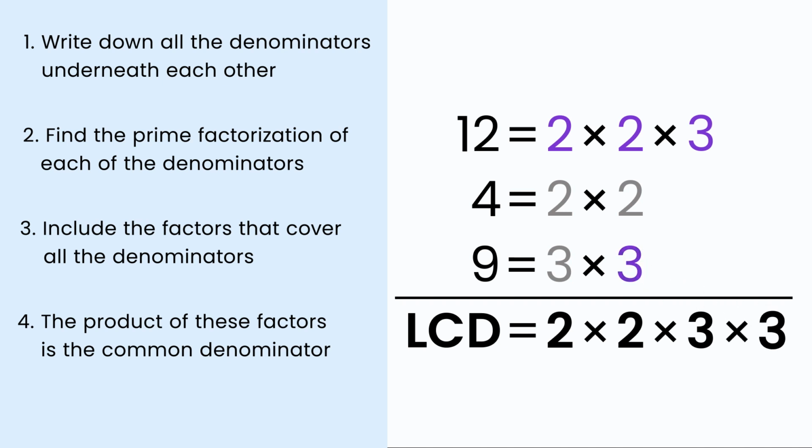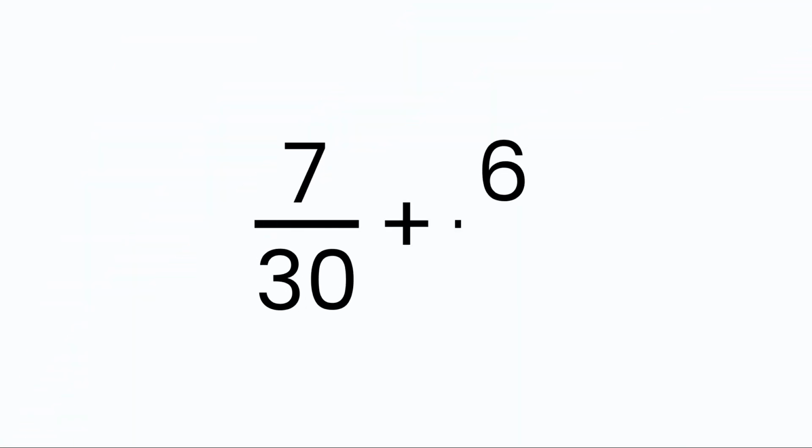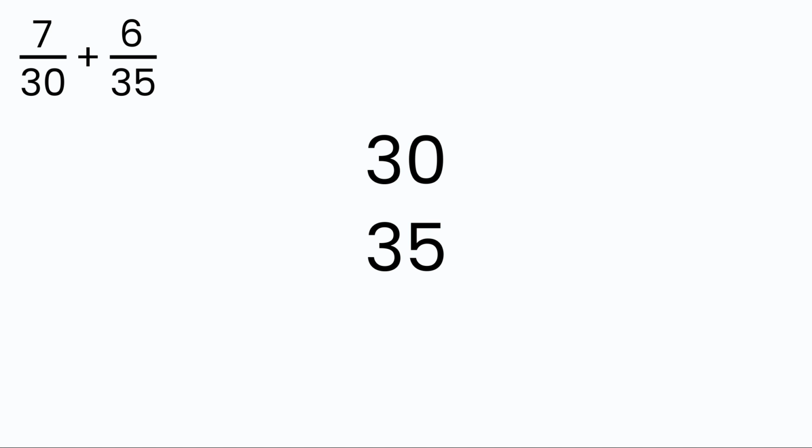Let's look at an example. You want to calculate 7/30ths plus 6/35ths. Since 30 and 35 are unequal, you must find a common denominator between them to find the answer. To find the least common denominator, write the 2 denominators beneath each other like this. Then, write down the prime factorization for each denominator.